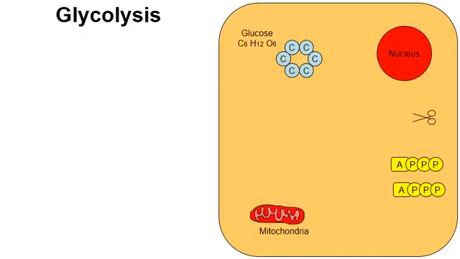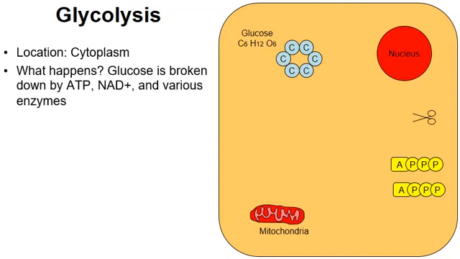Okay, starting with glycolysis, it takes place in the cytoplasm of a cell. And what happens is that blue hexagon ring labeled glucose is going to be broken down by molecules of ATP, a molecule called NAD, and various enzymes. Now, for simplicity, I've only drawn the 6 carbons of glucose in my diagram. But glucose, you can see, also has 12 hydrogens and 6 oxygens.